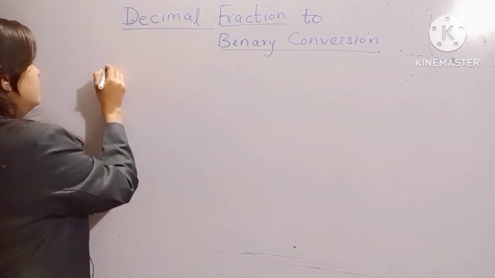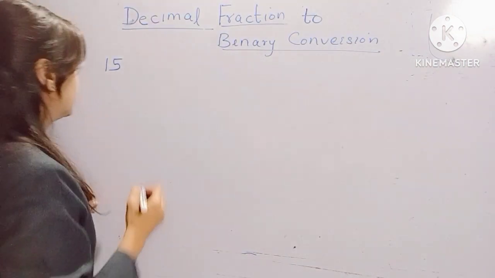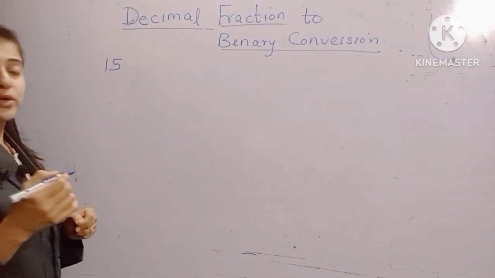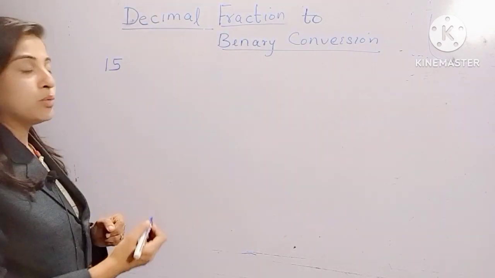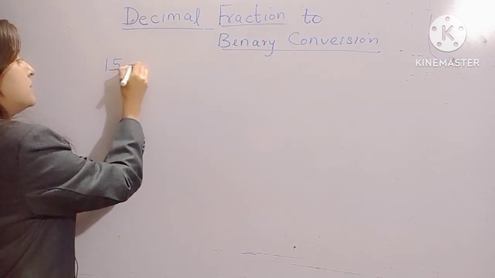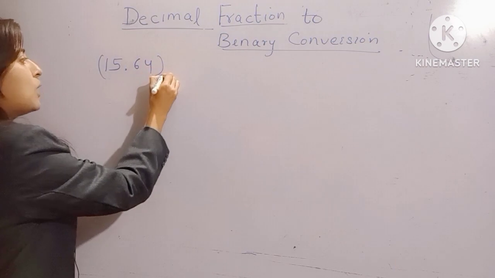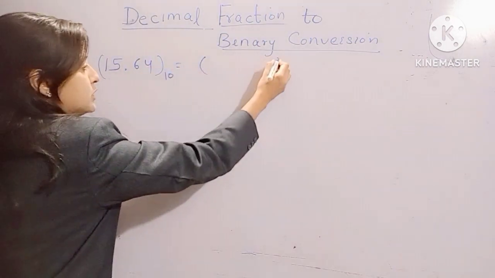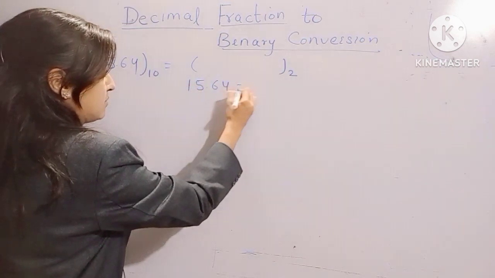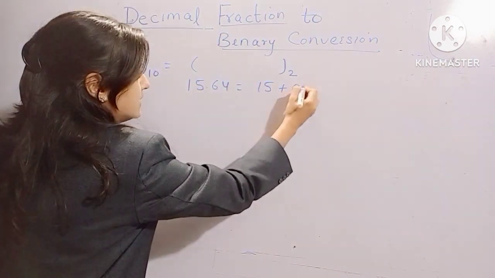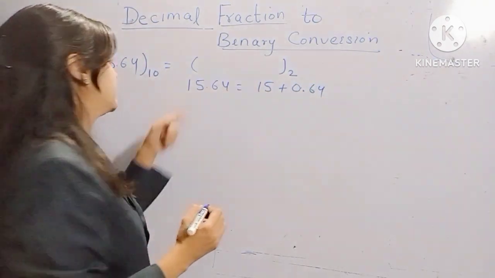Like 15 is the integer number or the whole number, so I can convert that into binary by the double-dabble method or divide by 2 method, which we have seen earlier. But if I am having 15.64 as a decimal number, how can I convert it into binary? I can write this number as 15 plus 0.64, right? So for this integer part, we know the process.